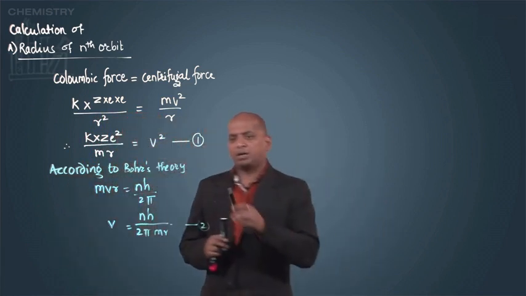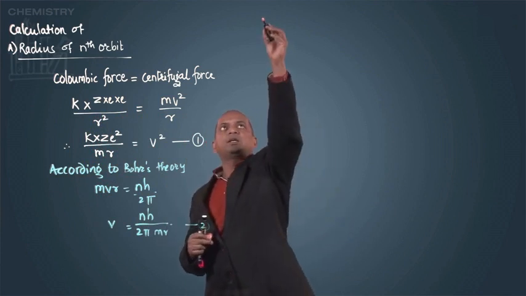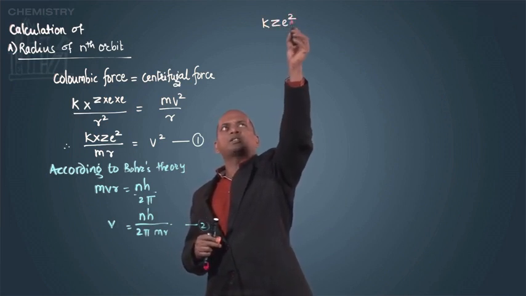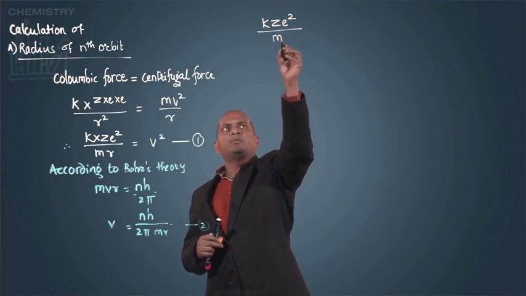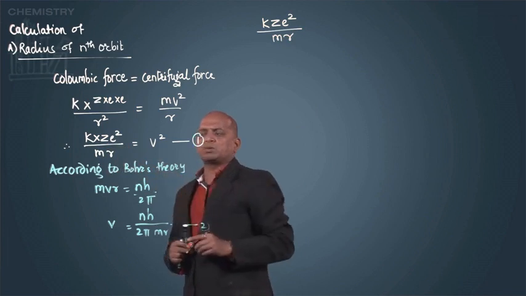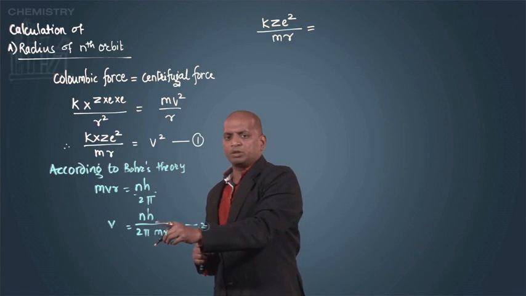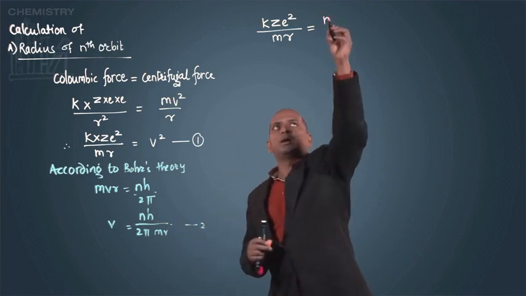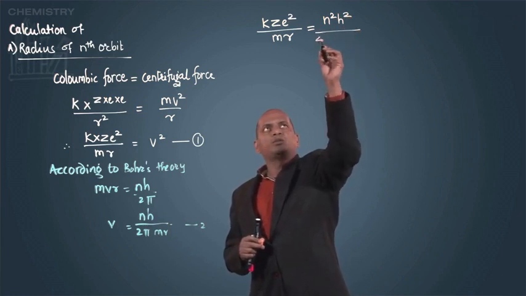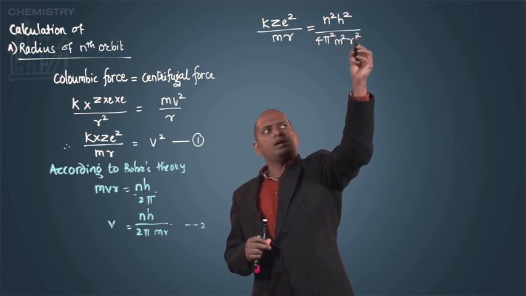After comparing equations 1 and 2, we can write k into z into e square divided by m into r. K into z into e square upon mr will be equal to this one, where we have to take the square. So we have n square h square upon 4 pi square m square r square.